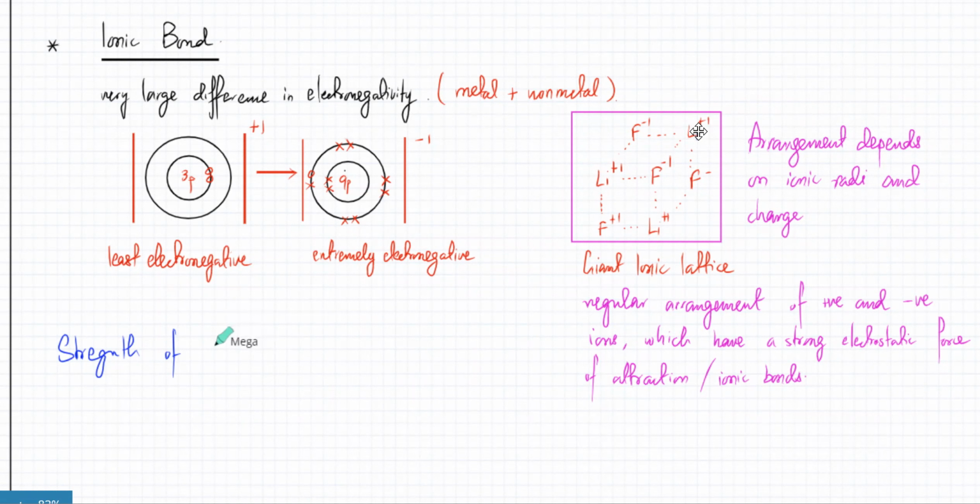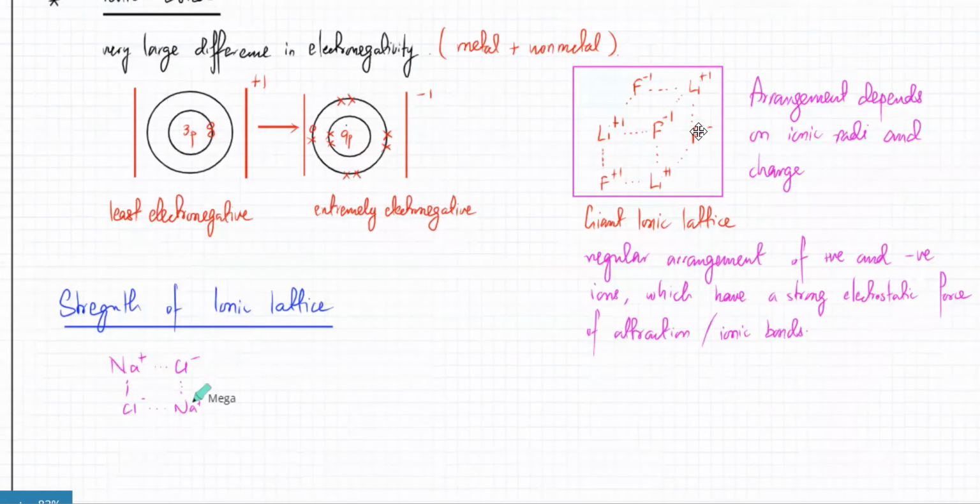The strength of the ionic lattice, that depends on a number of factors. Actually, two things. It depends basically on two things. One is, okay, if I have two elements, like I have NaCl. So Na plus ions attracting Cl minus ions attracting Na plus, and so on. So that is an NaCl lattice.